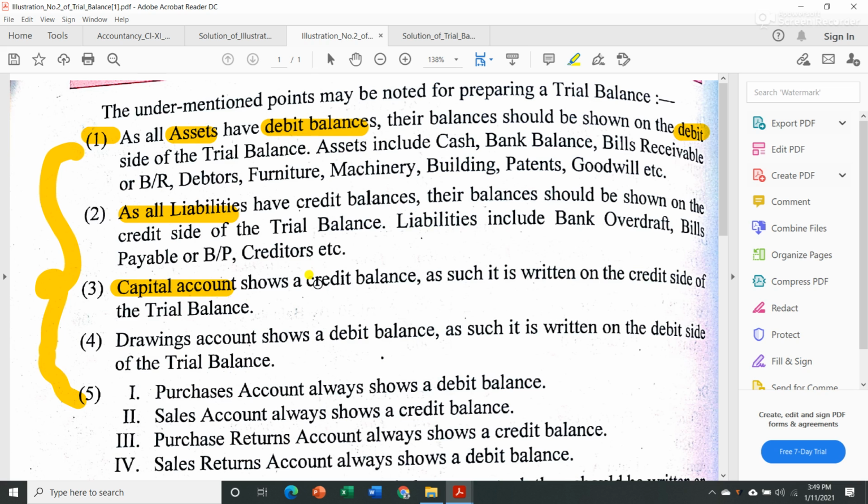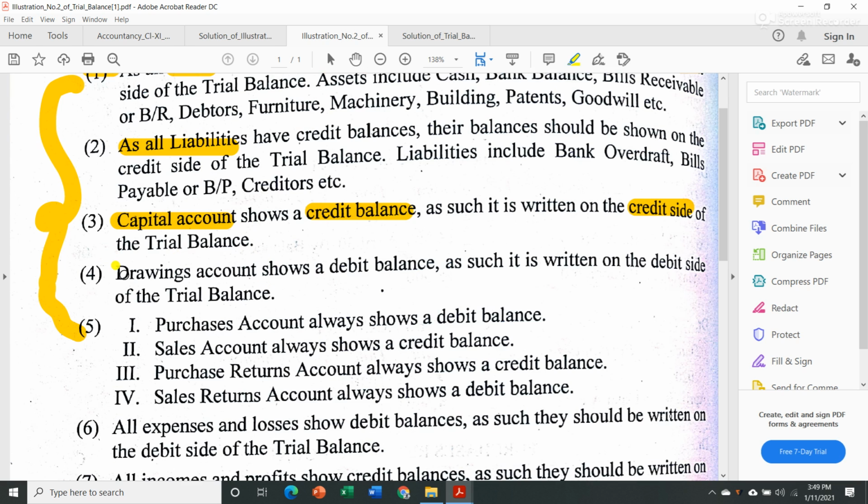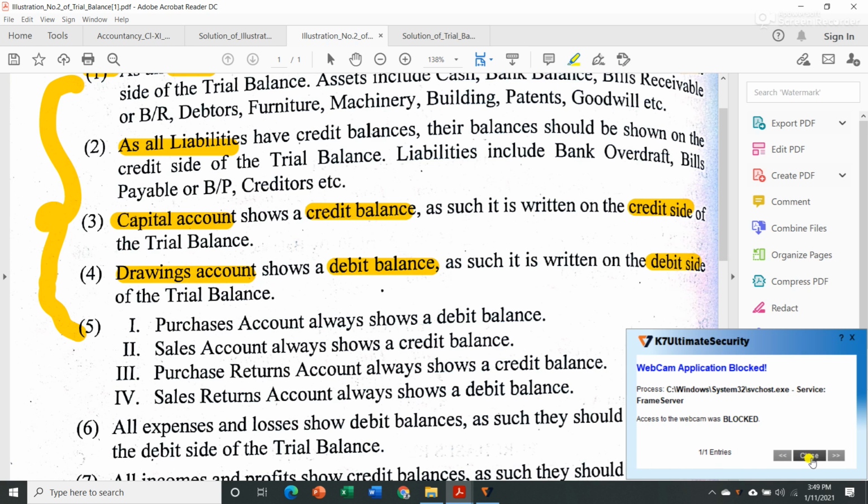The next point is regarding capital account. Capital account is kind of like a liability for a business. They have to repay the capital amount, so it will always show a credit balance, and that is why it will be recorded on the credit side. Then next is the drawings account. It will show a debit balance, and will be recorded on the debit side.